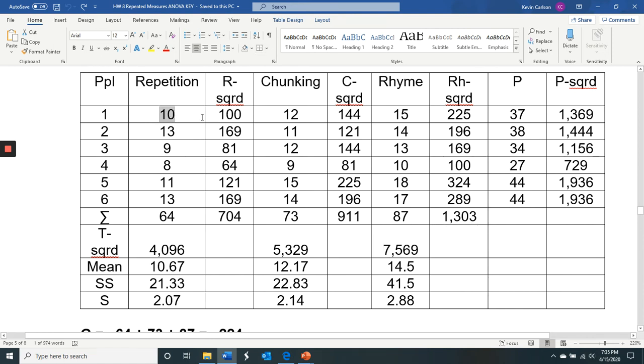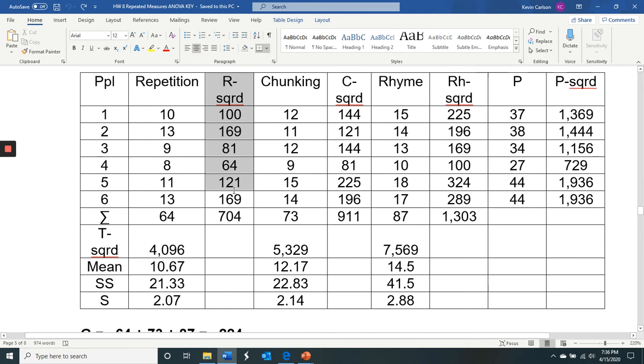We also want to square the raw scores. So for each raw score, we square it, and we make a new column right here. So 10 times 10 is 100. 9 times 9 is 81. Again, we do that for all the raw scores. So then we go to chunking. 15 times 15 is 225. 13 times 13 is 169. So we do it for repetition, chunking, and rhyme. We square the raw scores, and we have these columns.